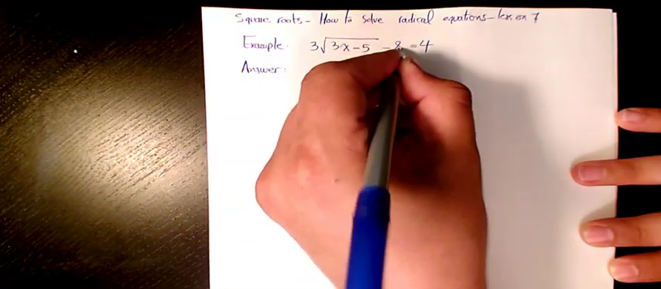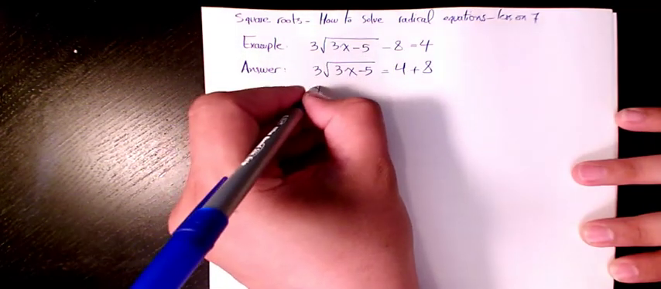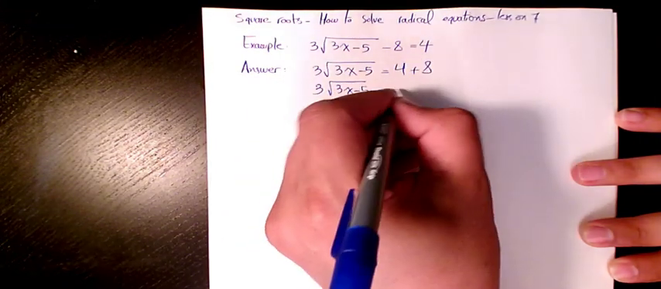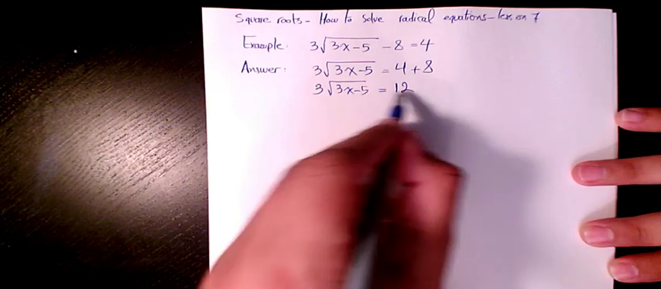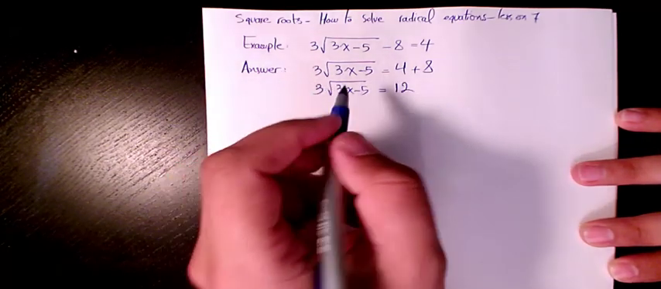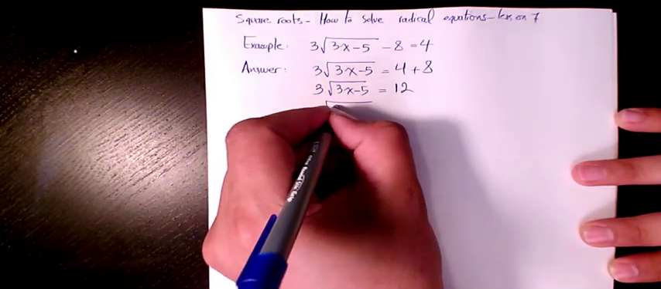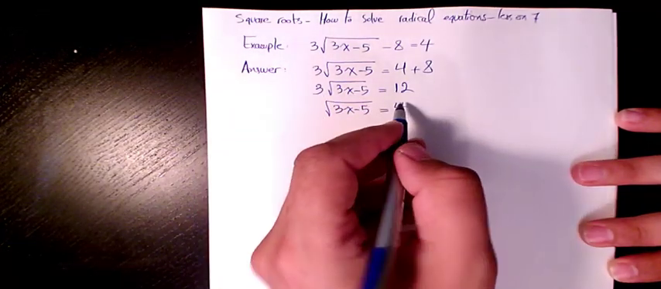move this term to the right hand side. It's going to be 4 plus 8, so it's going to be 3 root of 3x minus 5 equals 4 plus 8, and 4 plus 8 is 12. Then you can divide both sides by 3. Whatever you do on the left hand side, you need to do on the right hand side. So dividing by 3 changes it to root of 3x minus 5 equals 4, because 12 divided by 3 is 4.